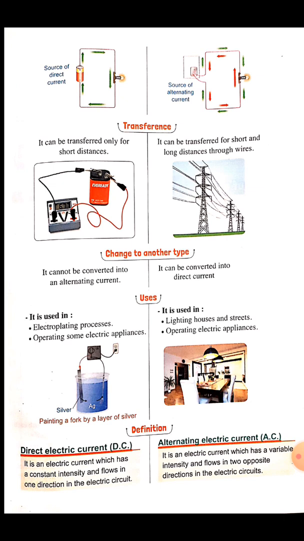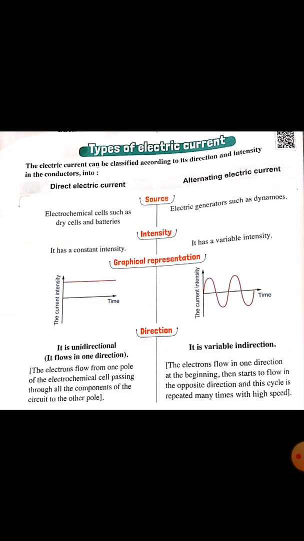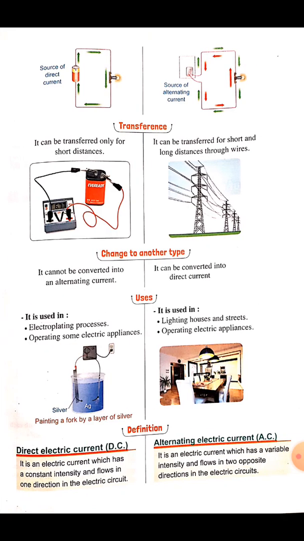But what about the alternating one? Look, for the source, it can be generated from dynamos. What about its intensity? It's variable. Look here at the graph, up and down, and in two directions, positive and negative. So it also has a variable direction. Look here at the figure.